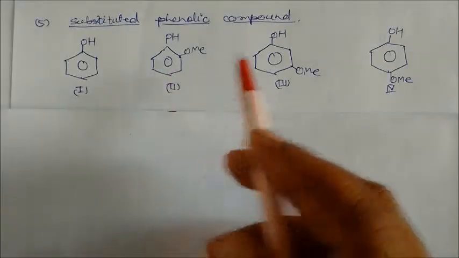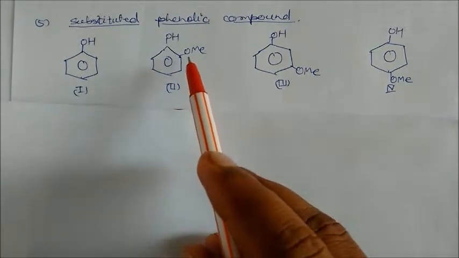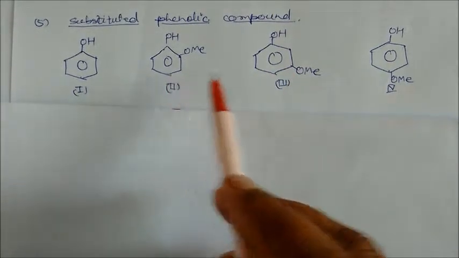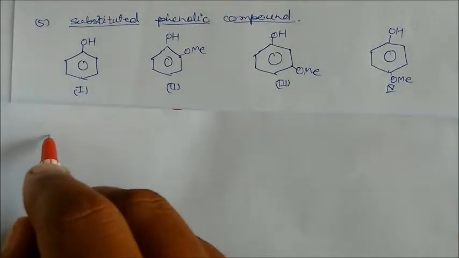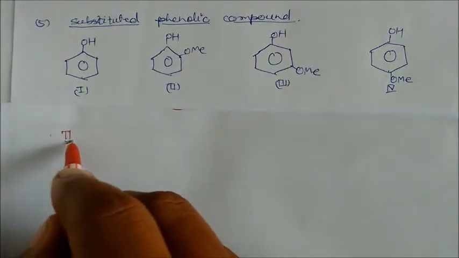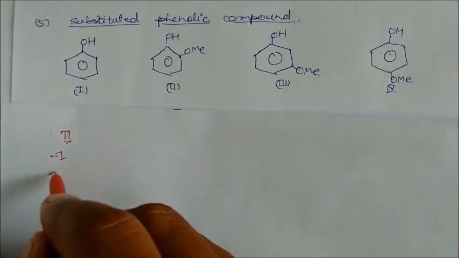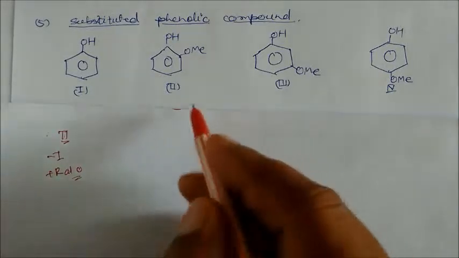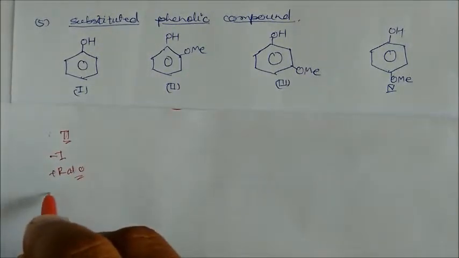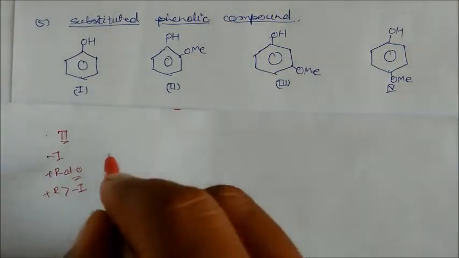Substituted phenolic compounds. Here the phenol is given, and on this side is methoxy at the ortho position, meta position and para position. We can see this is the standard. If you take the second case, what happens? Minus I effect plus R effect, so plus R effect at the ortho position. Here plus R is more than plus I, so this will be more electron donating.